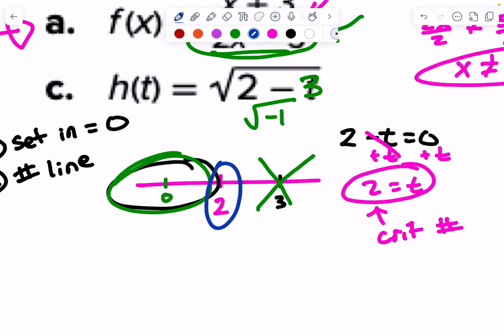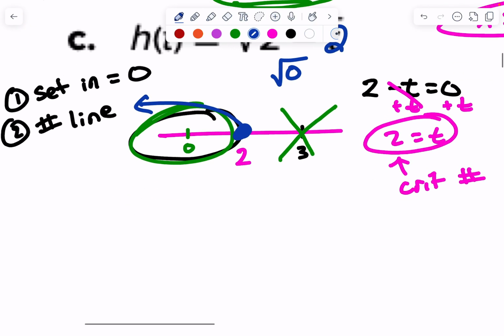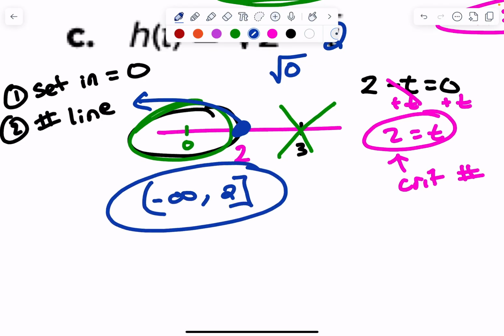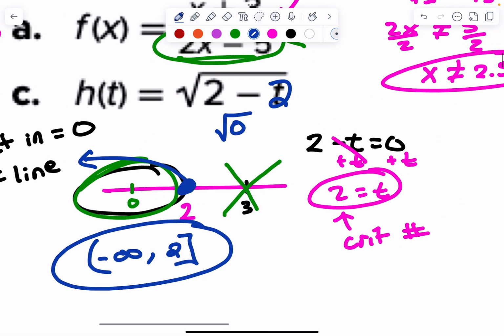Now let's check 2 together, right? Let's check just 2. If I plug 2 in, can you plug 2 in? 2 minus 2 is 0. Can you take the square root of 0? Yeah, you actually can. The square root of 0 is 0, right? So it's basically like I have a solid dot on 2, and this is my solution, right? And how do I write that in interval notation? That's going from negative infinity to 2, and it looks like that. That is my solution. X, or t in this case, can be anything less than or equal to 2. Okay, that's how it works.